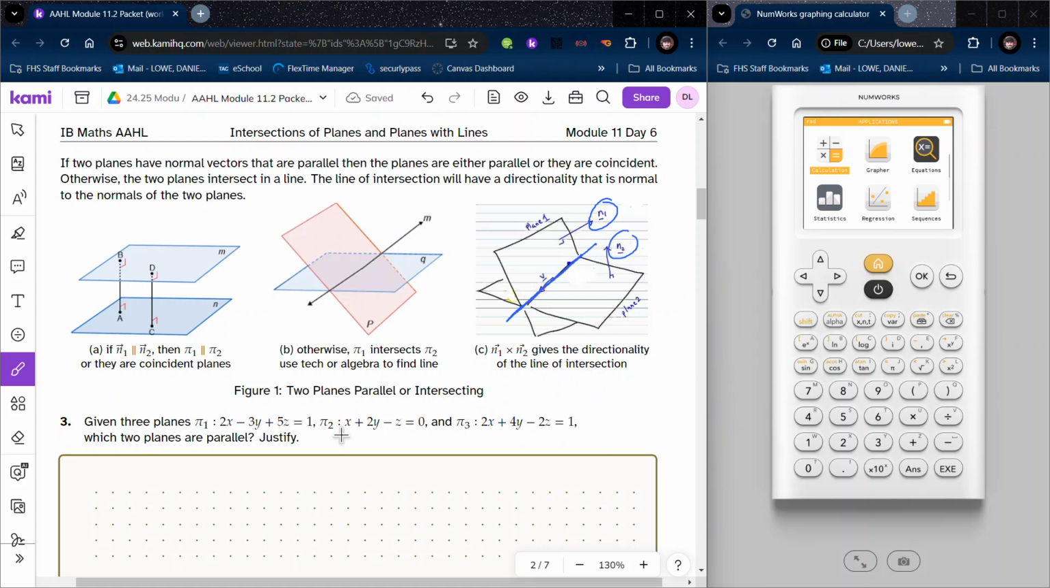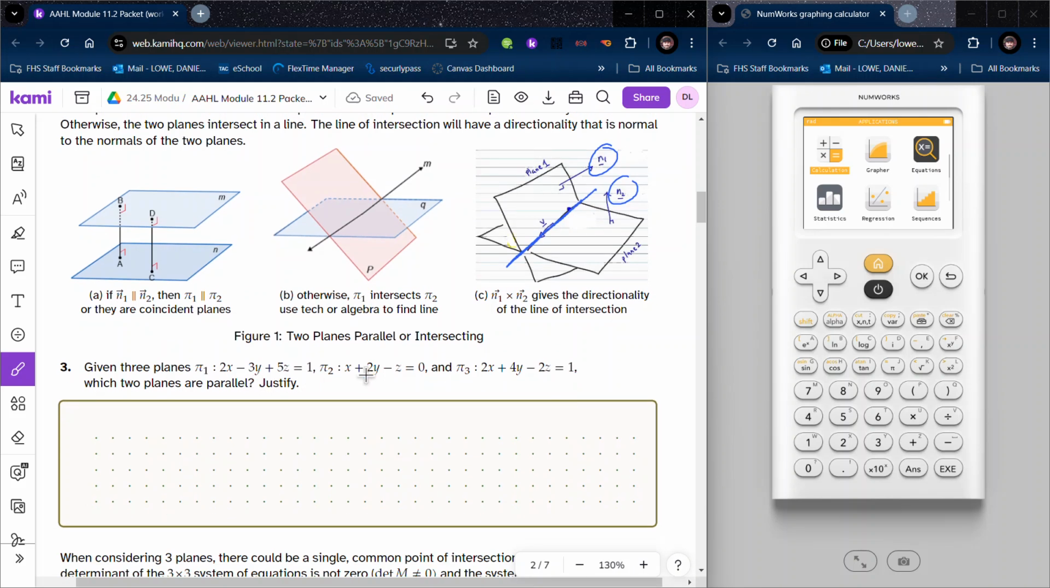Okay, so let's look at how we can work with these ideas, and then we'll move on to three intersecting planes. So let's say that we have three planes. Which two planes are parallel? Well, let's look at their normal vectors. Plane 1 has a normal vector 2, negative 3, 5. Plane 2 has a normal vector 1, 2, negative 1. And plane 3 has a normal vector 2, 4, negative 2.